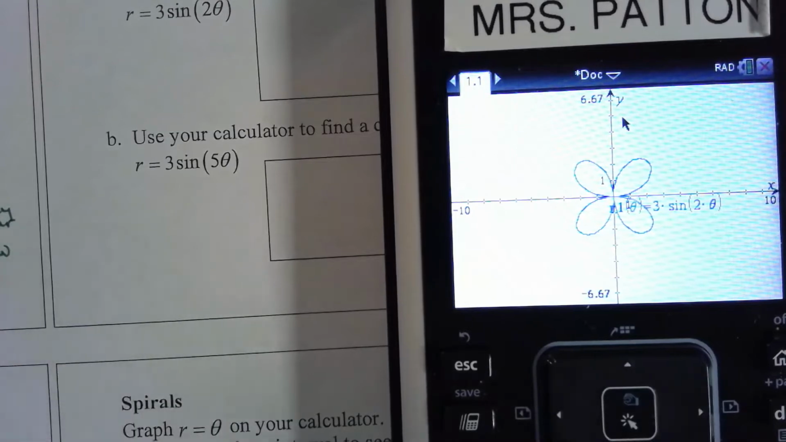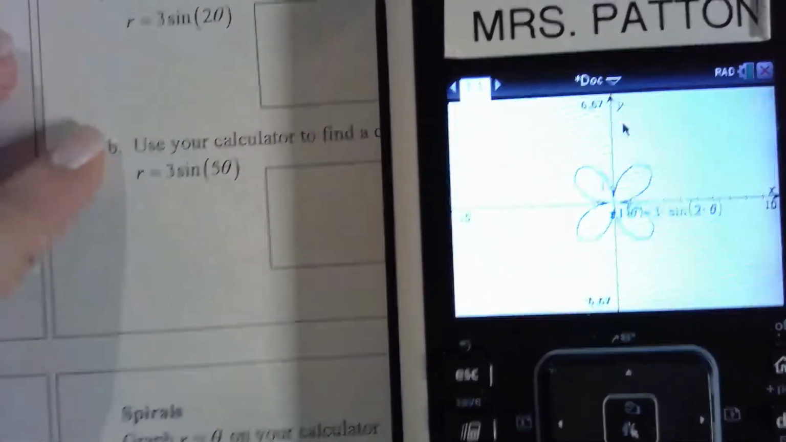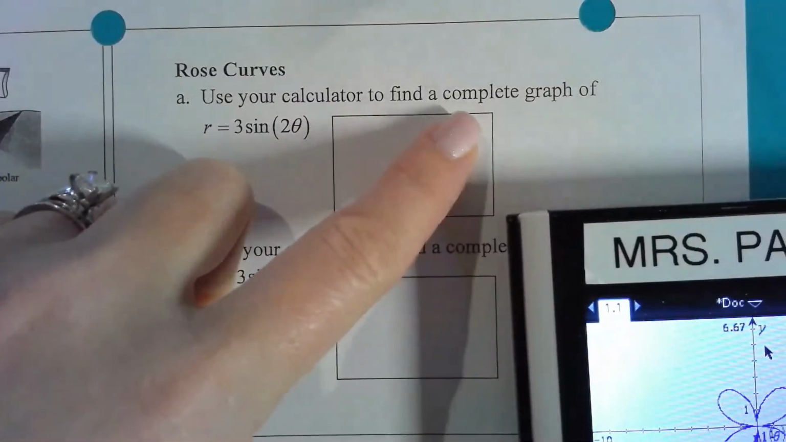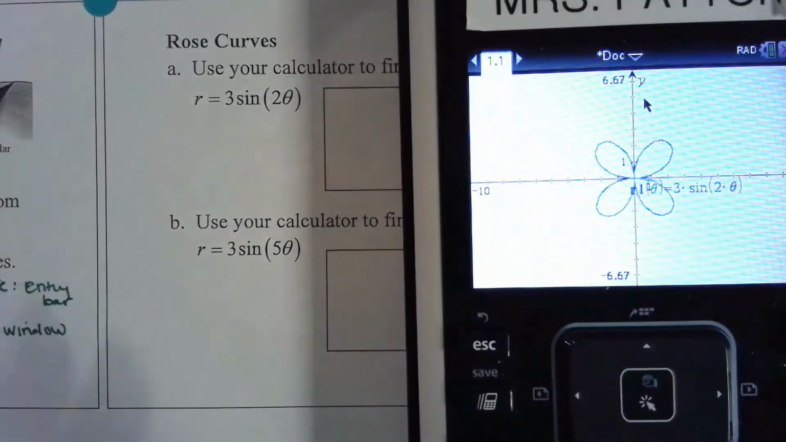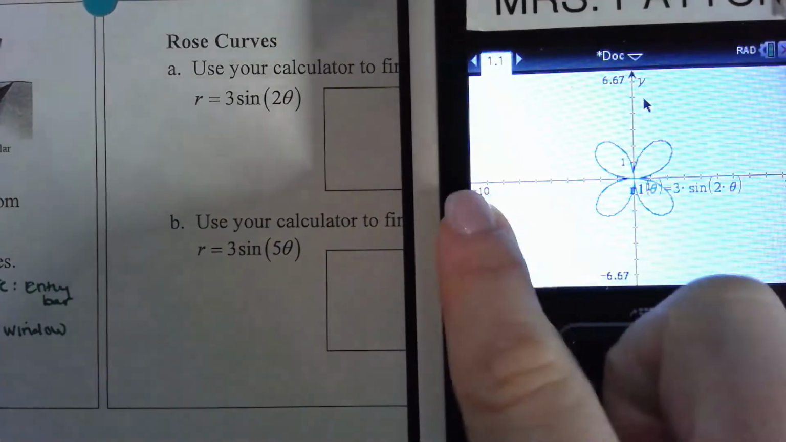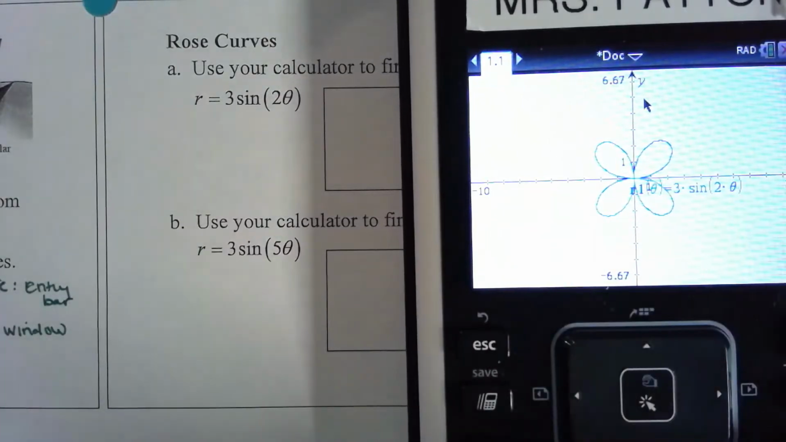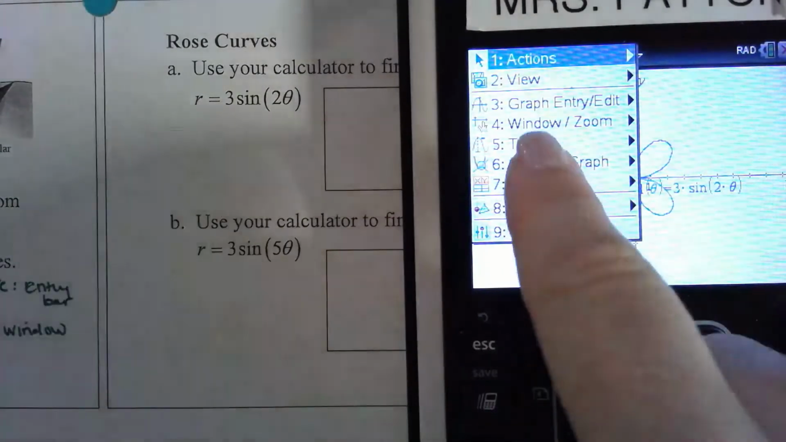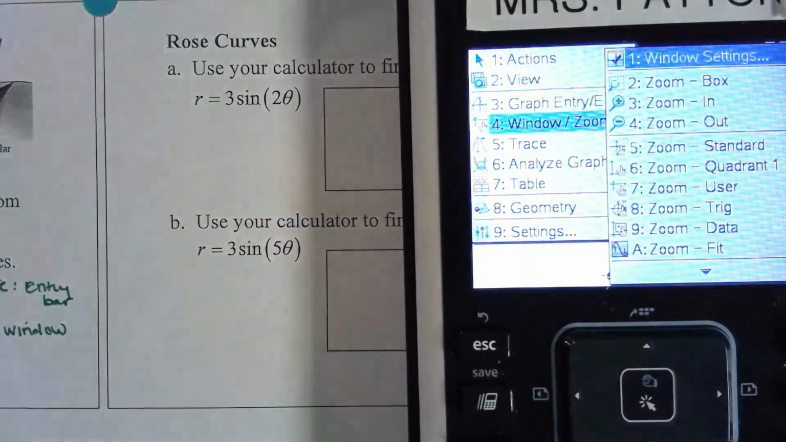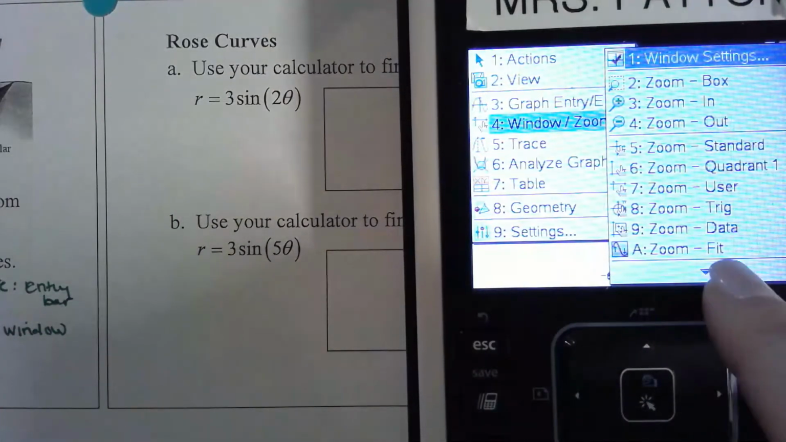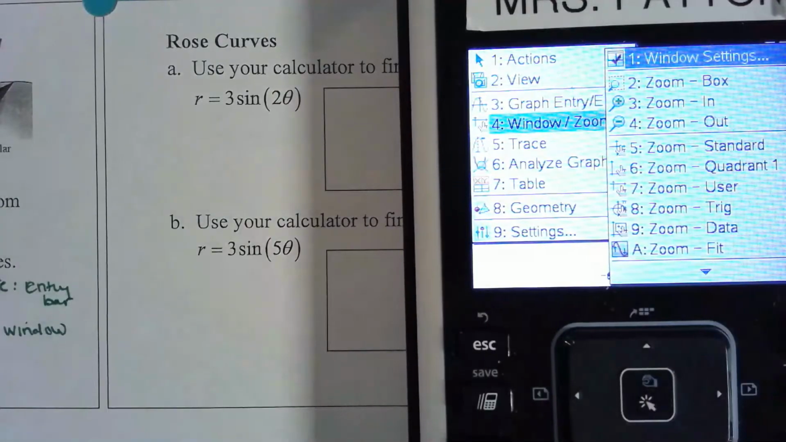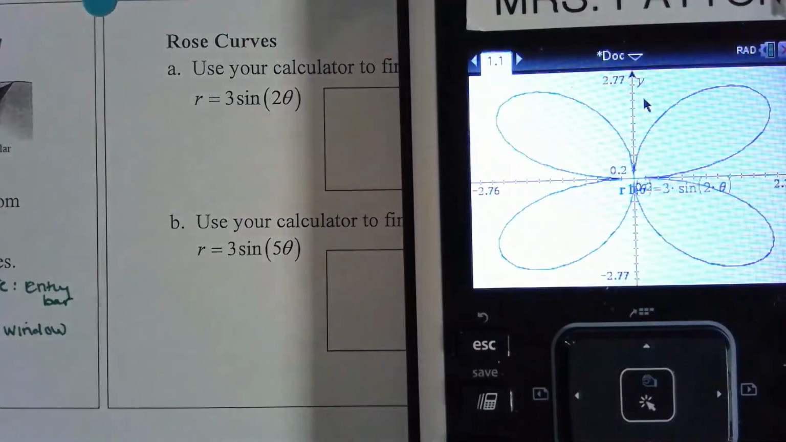While we're here, let's go ahead and change the window a little bit. Again, if we're going to try to find a complete graph, look at that word up there. Find a complete graph. That means I want to see it all, and I want to fill the screen. I could manually change the window, and I don't need to go all the way to -10 and 10, so I could go from like -6 to 6. But we could also go to menu, go to zoom, which is number 4, and then there's one called zoom fit, and you have the same thing on your 84. There's a zoom fit, so you could just type in the letter A, and it will change the window.